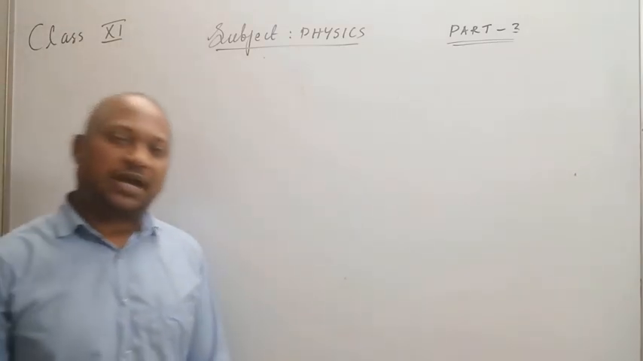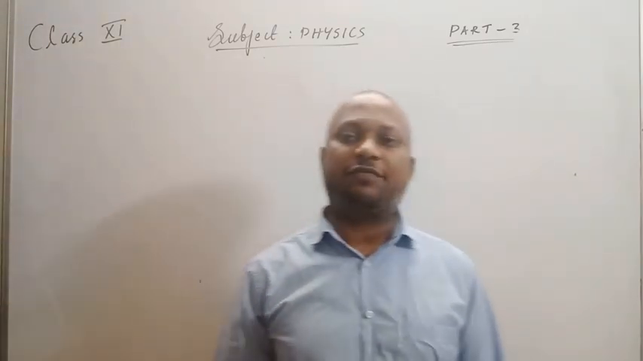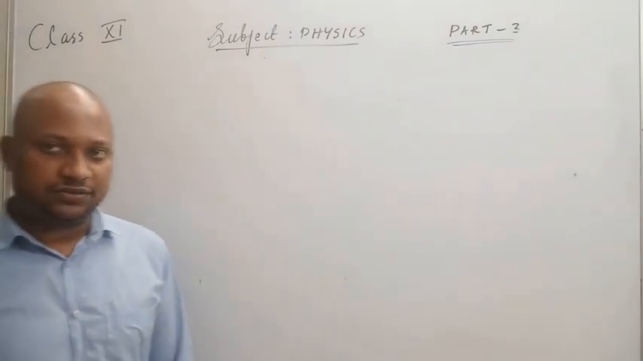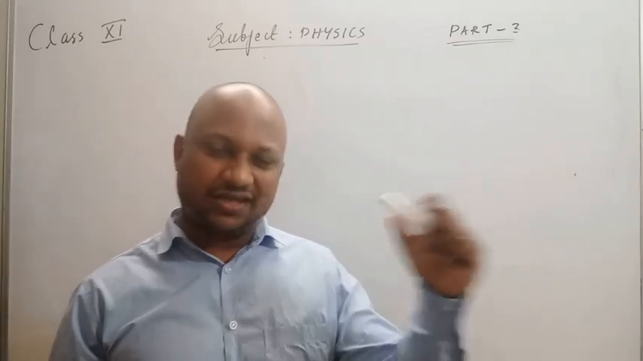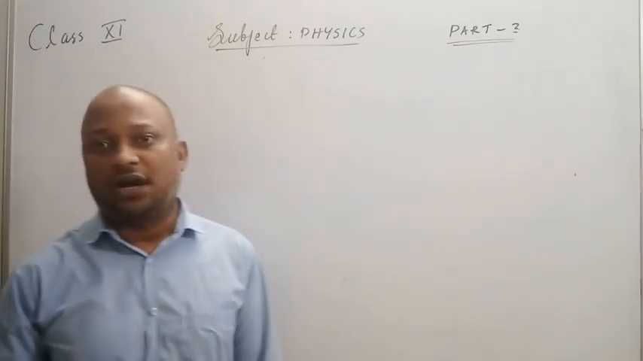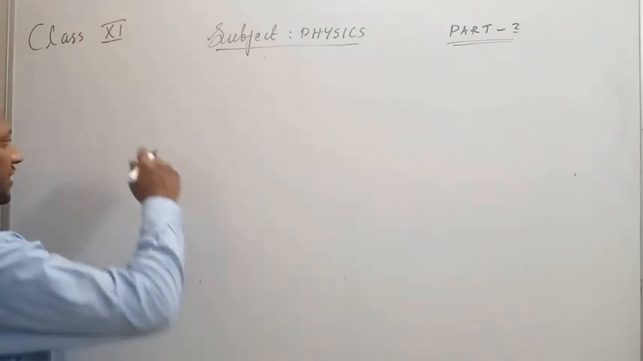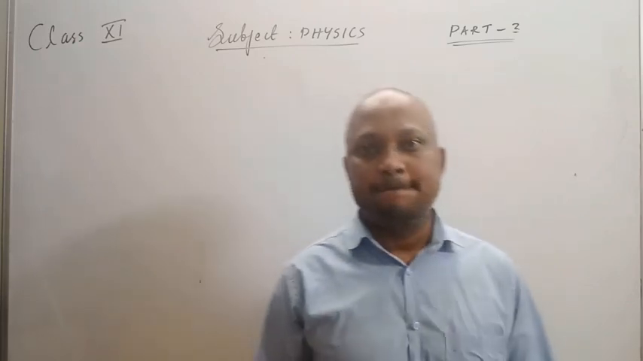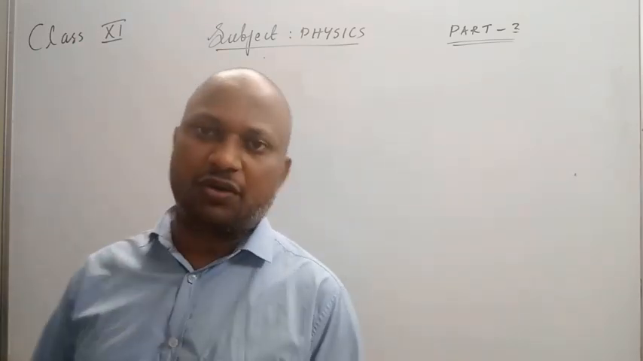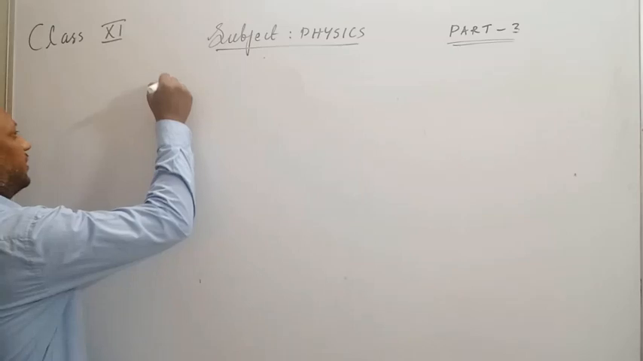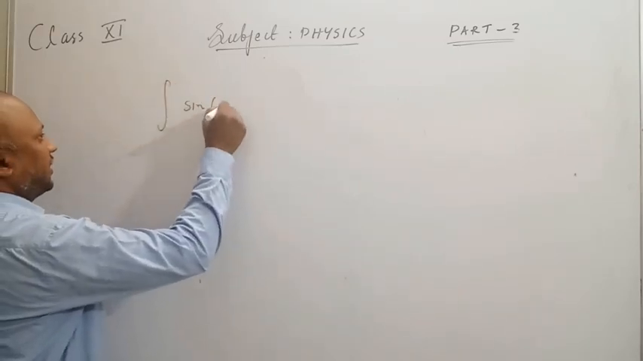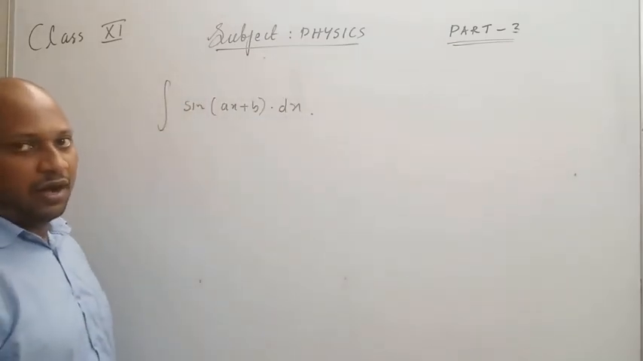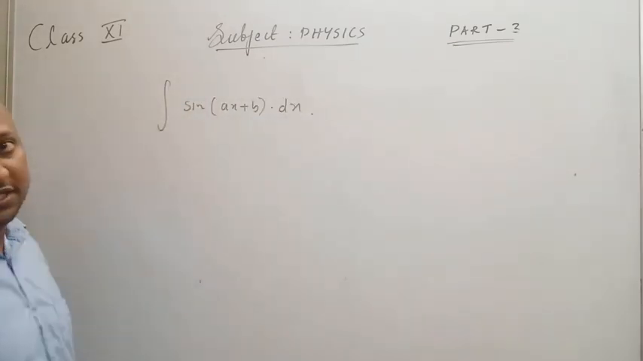So these are the simple methods of integration in physics. But sometimes some variable comes which is a little bit complicated. So how to integrate? For example, if it is sin x, we know it is minus cos x. If it is cos x, we know it is plus sin x. But if it comes a little more complicated, like integration of sin of ax plus b, how to do this integration?